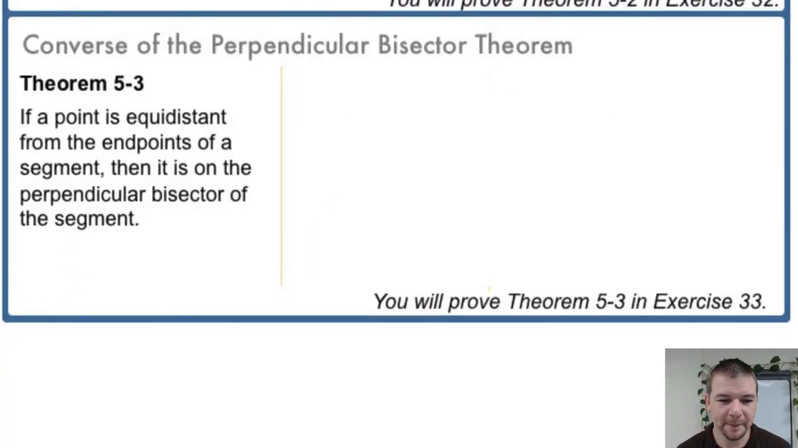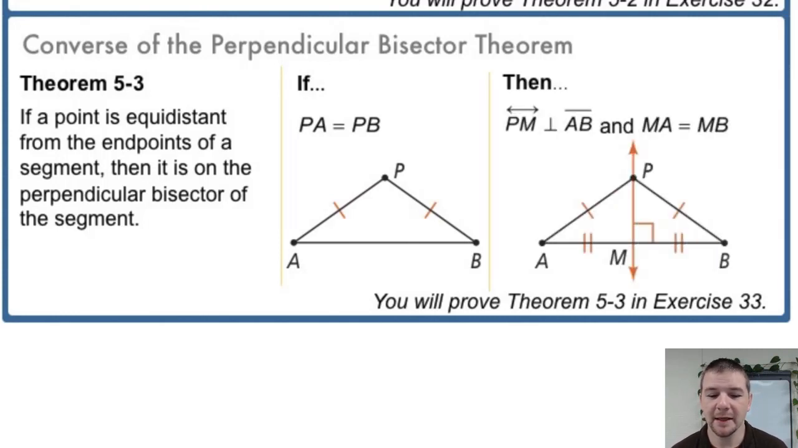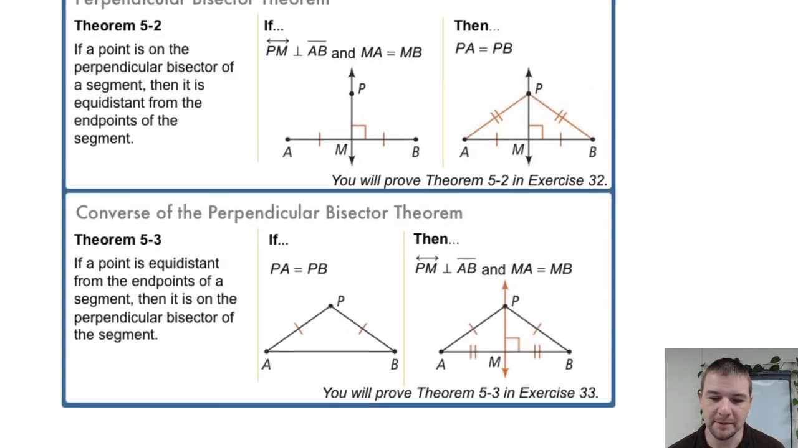And Theorem 5-3, the converse of the perpendicular bisector theorem. If a point is equidistant from the endpoints of a segment, then it is on the perpendicular bisector of the segment. So if PA equals PB, then line PM is perpendicular to segment AB and MA equals MB.